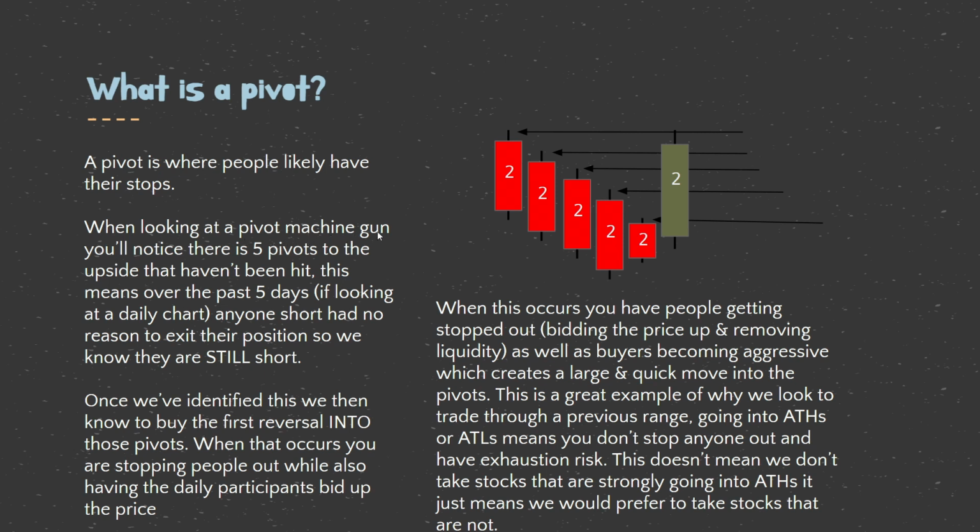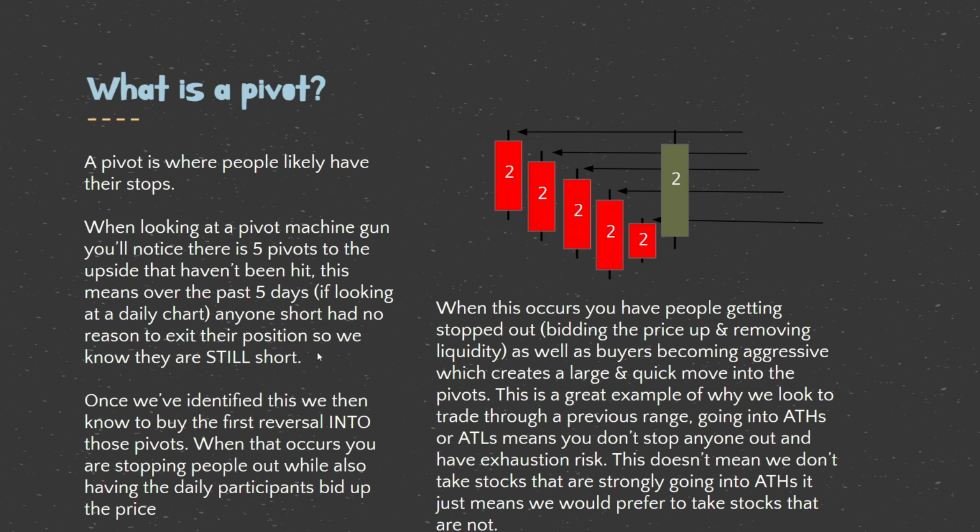So when looking at a pivot machine gun, you're going to notice there's 5 pivots to the upside that have not been hit. So I don't have the extra candle right in front of here, but we're going to act as if this is a lower high. So we have 1, 2, 3, 4, 5 lower highs. So all these pivots are just sitting here. Anyone that got short, actually, I'll just read this. So this means over the past 5 days, if we're looking at this as a daily chart, anyone that's short had no reason to exit their position.